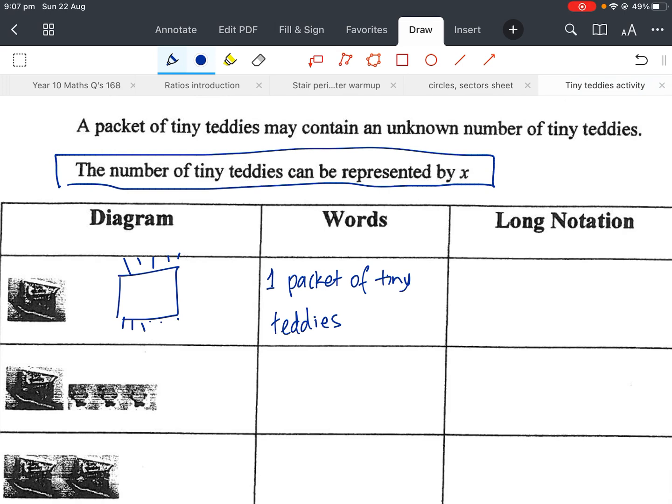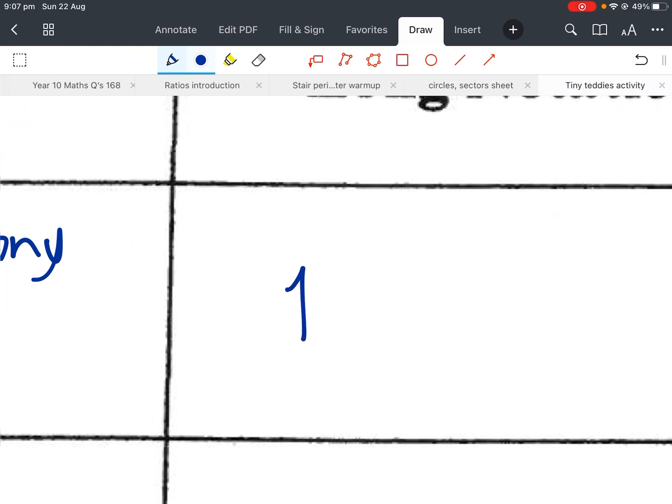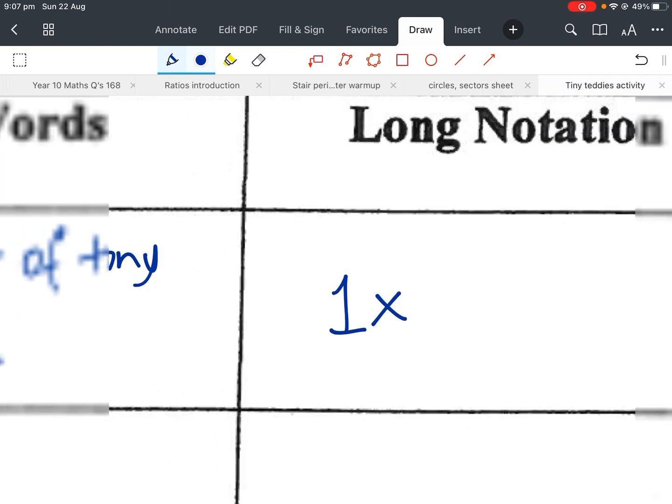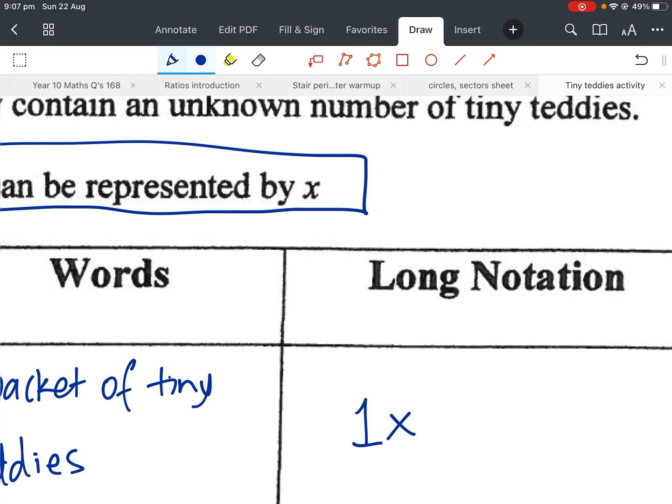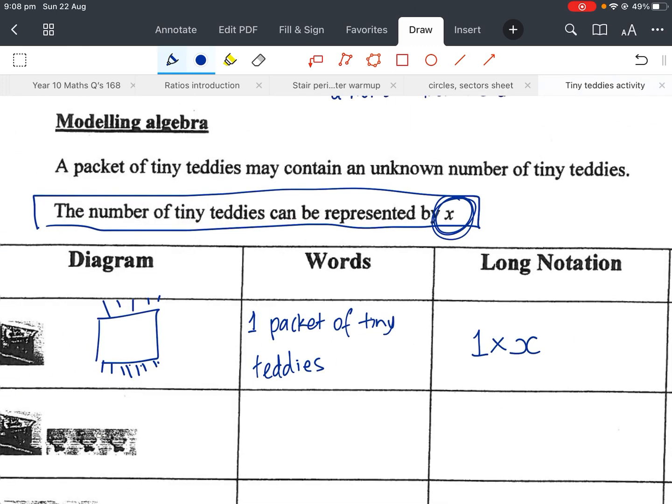So the way that we write this in algebra, and that's what we're pretty much doing today, we're just doing an introduction, is we write 1 times, now we've got 1 packet of tiny teddies. What letter, what variable, what unknown are we going to use to represent our 1 packet? We're going to use X. So in long notation, 1 times X means 1 packet of tiny teddies. And that's one way of using algebra, okay? It just represents something that we have concrete in our hands.